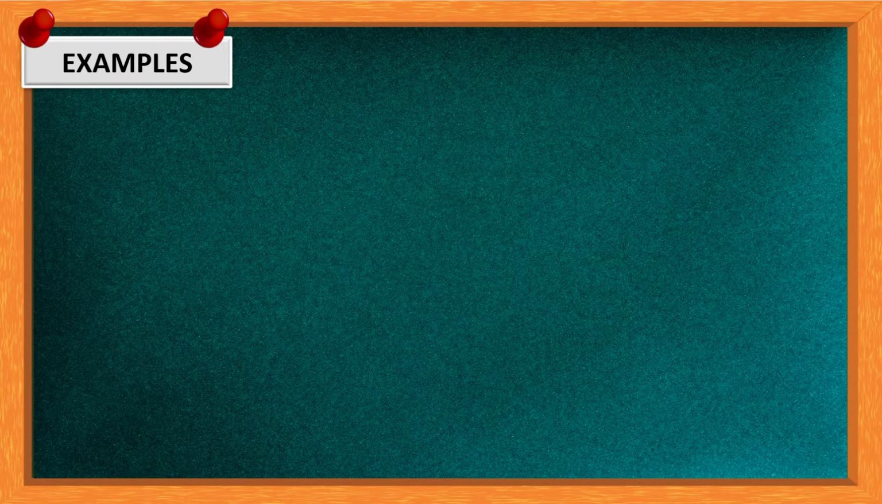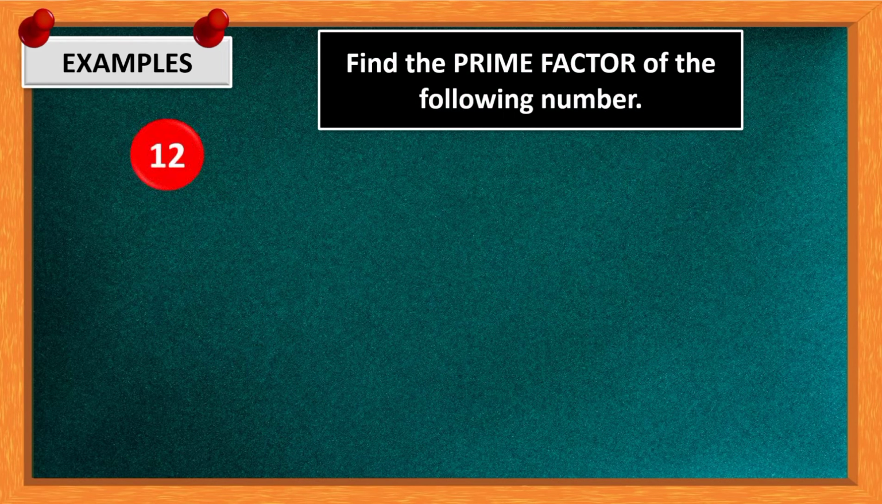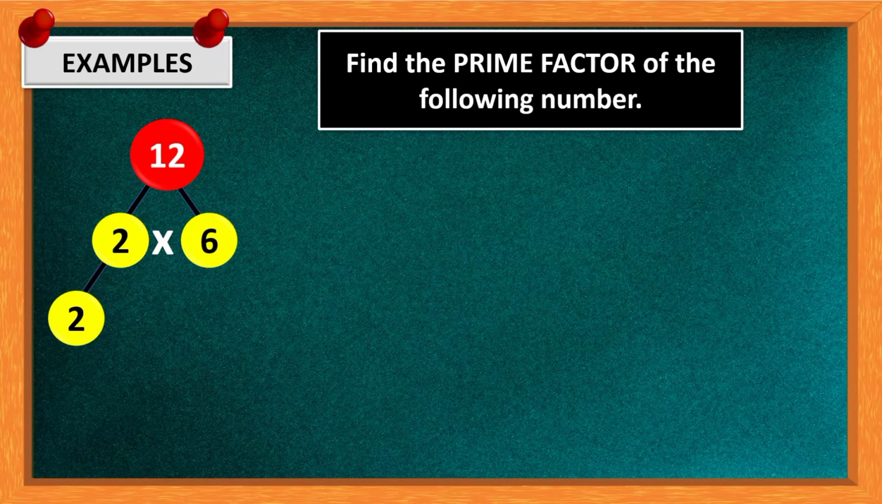Let's try another one. Find the prime factors of 12. To factor a certain number, I would like to suggest to start with the smallest prime number. In this example, 12 can be factored by the smallest prime number, which is 2. To be exact, 12 can be factored by 2 and 6. Bring down 2 since it is a prime. Then, factor 6 by the prime numbers 2 and 3.